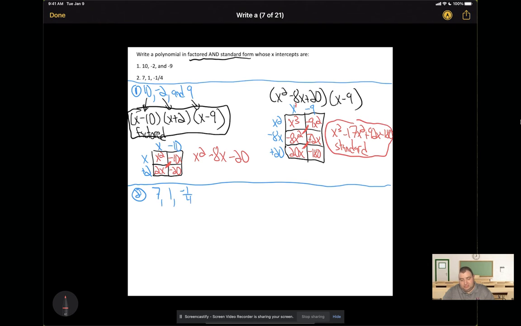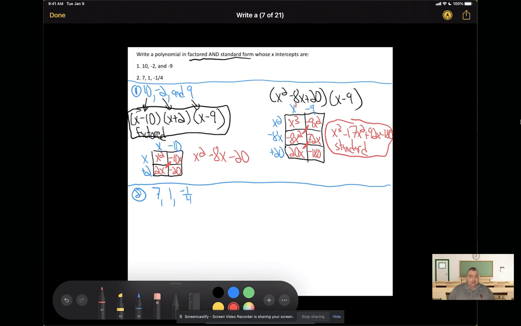So remember, the question said, write a polynomial in factored and standard form. Well, I've done that. I have the factored form over here, and then over here I have the standard form. So that's it for number one. Number two, we're going to do the exact same thing that we just did.